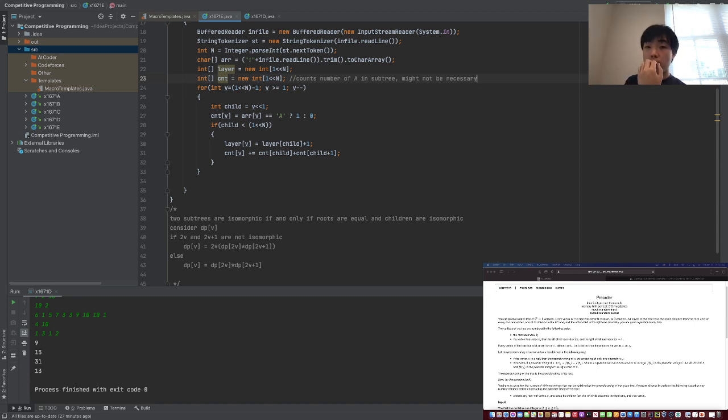Is there an isomorphic hash we could use? Like some sort of hashing maybe?